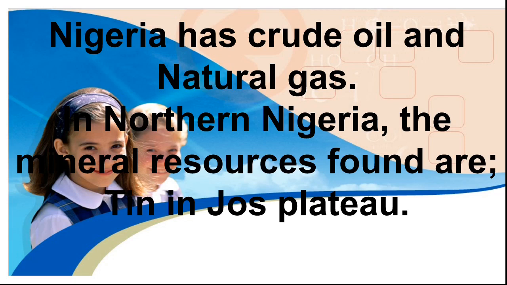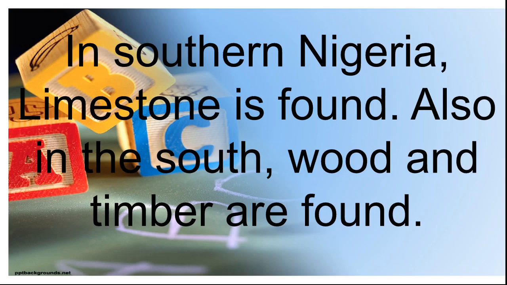Nigeria has crude oil and natural gas. Now, in northern Nigeria, the mineral resources found are seen in Jos Plateau, for example, tin in Jos Plateau. And also in southern Nigeria, limestone is found. Also in the south, wood and timber are found.